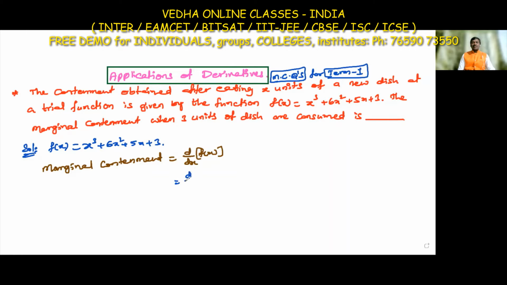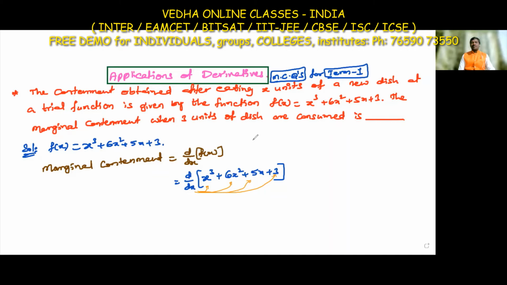So that is nothing but d by dx of f of x. What is the f of x function? So take this function and differentiate that. So that means we are differentiating x cube plus 6x square plus 5x plus 3. Now what is the next step here? The next step is we write the d by dx for each and every term.